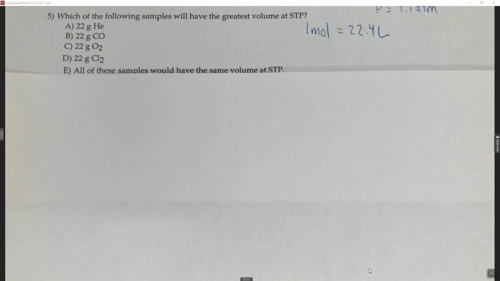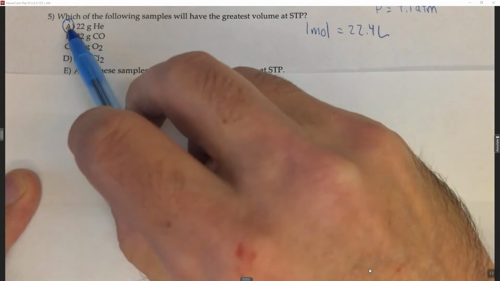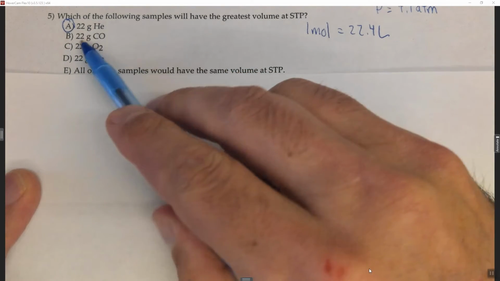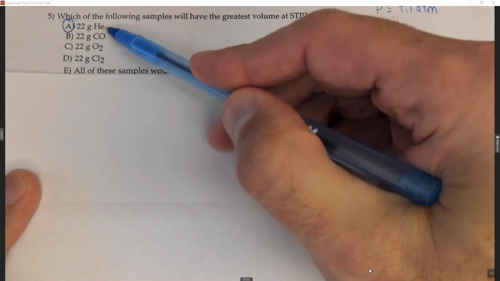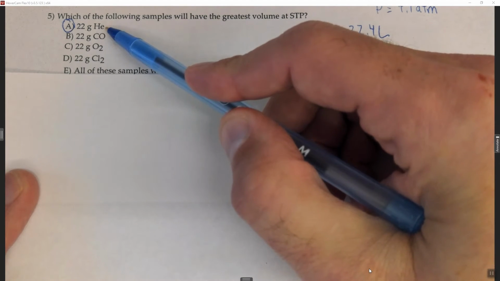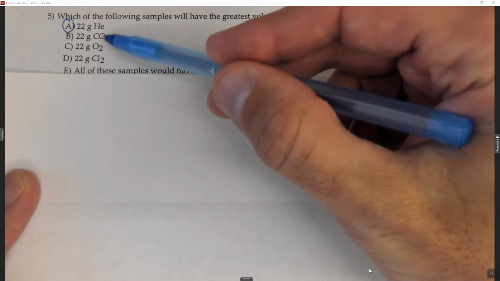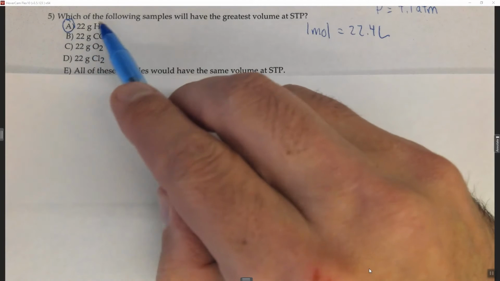So if you remember back to your ideal gas law, it's PV equals nRT, where the amount term is n, the number of moles. Well, which one of these is going to have the greatest number of moles? A is going to have by far the greatest number of moles. You don't need to actually calculate it because you know that helium is the second lightest element. The only lighter element is H2, hydrogen. All other elements or compounds here are going to have a greater molar mass than helium.